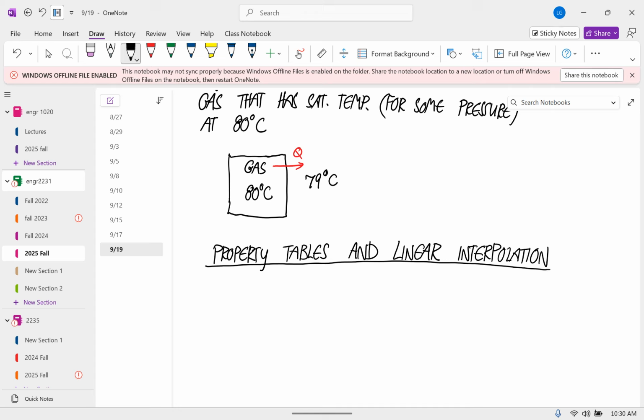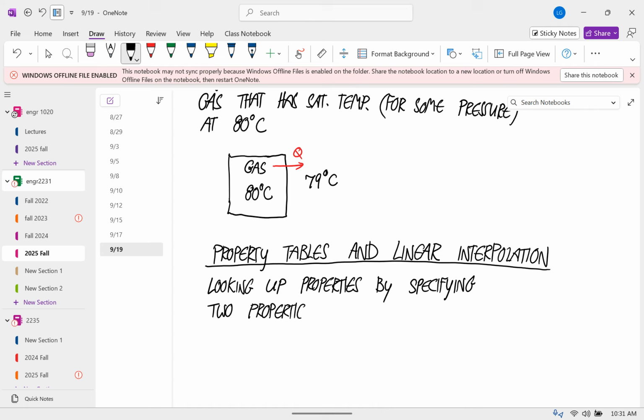So property tables are for looking up properties by specifying either two properties if you're not at saturation, or one property if you're at saturation.